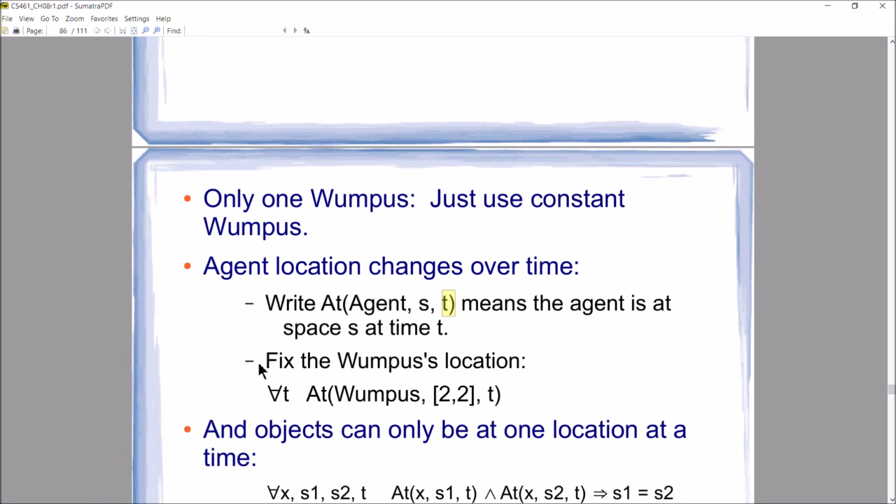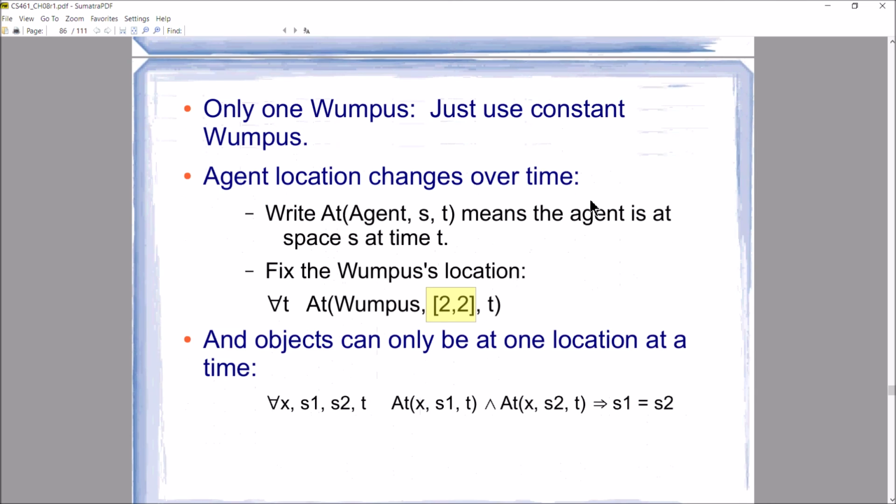Now, we want the wumpus's location to be fixed for all time, because remember the rules of the game, wumpus never moves. So for all time, the wumpus is at this square, right? So it doesn't matter what t is. So t could be turn 1, turn 2, turn 5, turn 27, turn 89. It doesn't matter. It's universally quantified. It doesn't matter what turn it is. Wumpus will be at square 2, 2. It's going to be at space 2, 2.